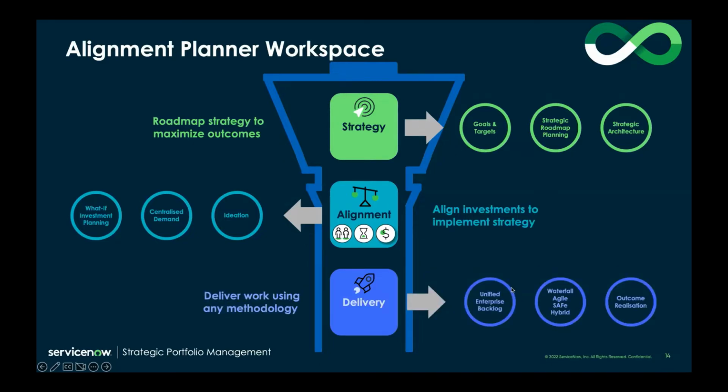So no matter what type of work you're doing, no matter what type of tool you have deployed, whether it's waterfall or agile or both or hybrid project work, that delivery layer is feeding the planning layer, which is feeding the strategy layer. So it's top down and bottoms up. That's the key thing around how you link these things together, and you do it with Alignment Planner Workspace.